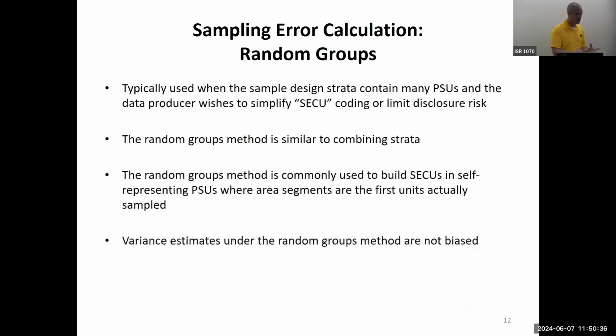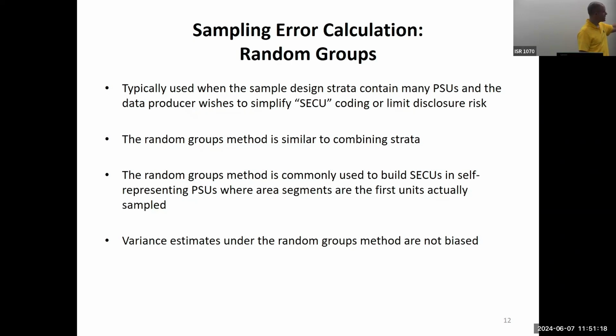Okay. Another technique that's used in the background to approximate the sample design is random groups. This can be done when the sample design strata contain many different PSUs and the data producer wants to simplify that cluster coding, okay? Create larger clusters or again, limit disclosure risk. Similar to combining strata, it's often used to build SICUs, these sampling error computation units, in what are called self-representing PSUs. Those are PSUs that have a probability of 1 of being included in a sample, like giant metropolitan areas like New York or Los Angeles or Chicago here in the United States.